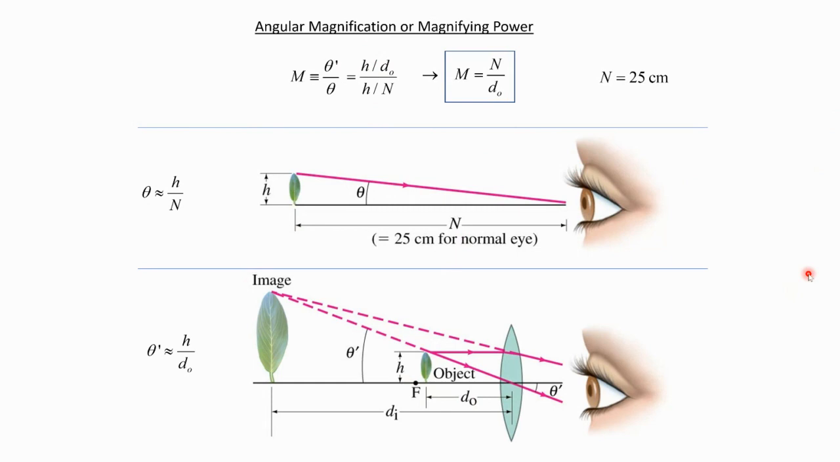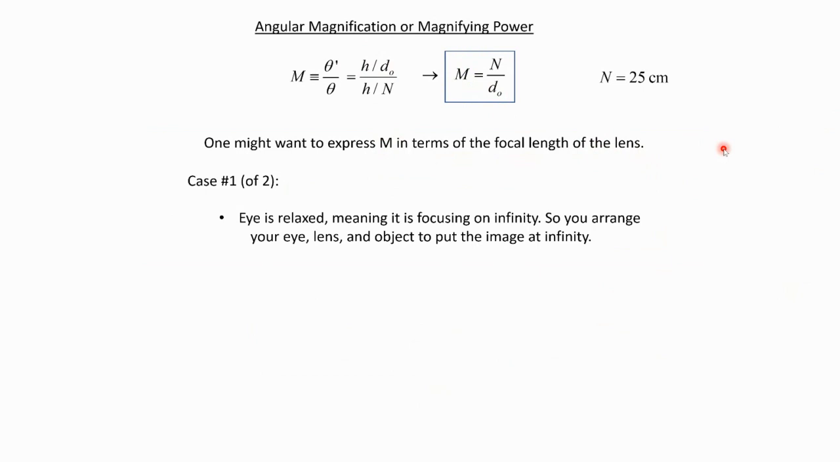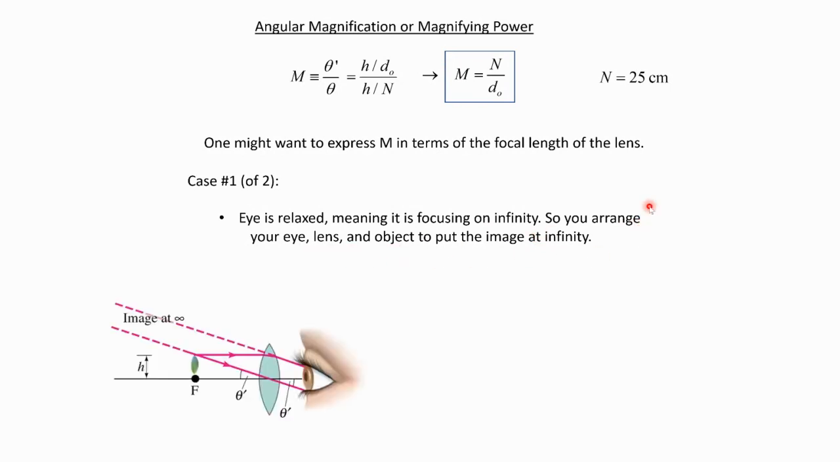That's what I said before. Okay, now you might want to express m in terms of the focal length of the lens, so that you don't have to have the magnification depend on where you put something, right? Because you can adjust it. So case number 1, these are the two cases I mentioned before. Case number 1, your eye is relaxed, meaning that it is focused on infinity. So you can arrange the eye, the lens, and the object so that the image is at infinity.